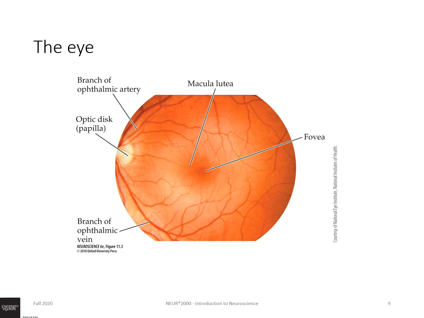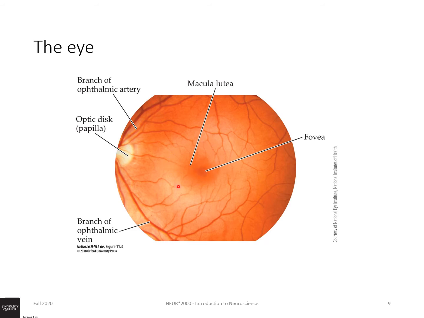So this is what you would see when you look through an ophthalmoscope. So the optic disc is over here. It's that white spot. It's the region where the ganglion cell axons leave the retina and form the optic nerve. And the macula lutea here, this bigger area right in the center. And then the fovea is this little depression or pit.